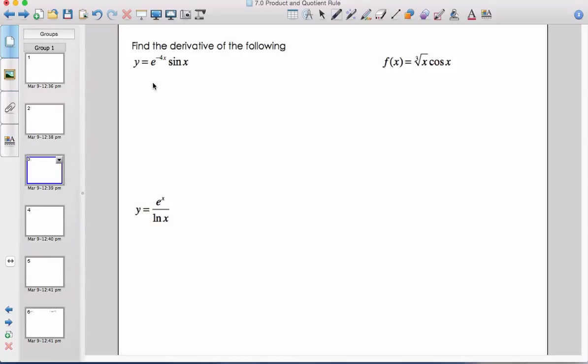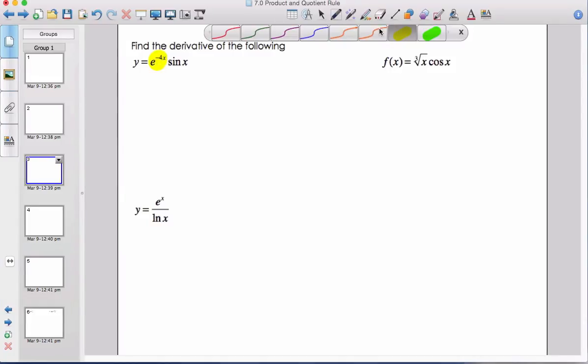So here, we want to find the derivative of these three functions. The first is y equals e to the negative 4x times sine of x. Notice that this is not this. These are two functions multiplied together, and there's a little bit of chain rule. There's a composite here because instead of being e to the x, it's e to the negative 4x, but that won't be too difficult. So here, we are going to use the product rule. So how do we find the derivative of y?